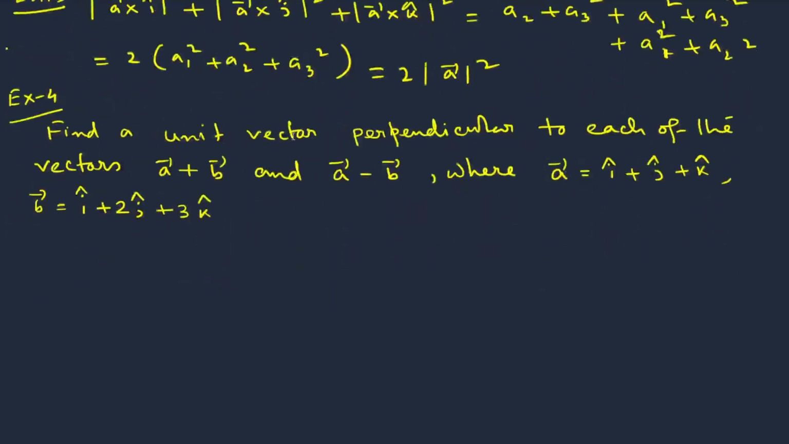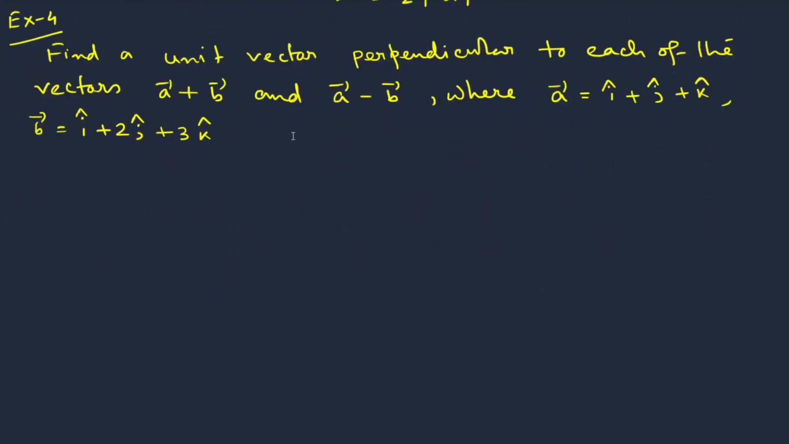Okay, now let us take problem number 4. So here what to do? What is given? Find a unit vector perpendicular to each of the vectors a bar plus b bar and a bar minus b bar. a bar and b bar are given. So which vector is perpendicular to both a bar and b bar? Just remember this thing: if this is a bar and this is b bar, then the vector perpendicular to both a bar and b bar is nothing but a bar cross b bar.